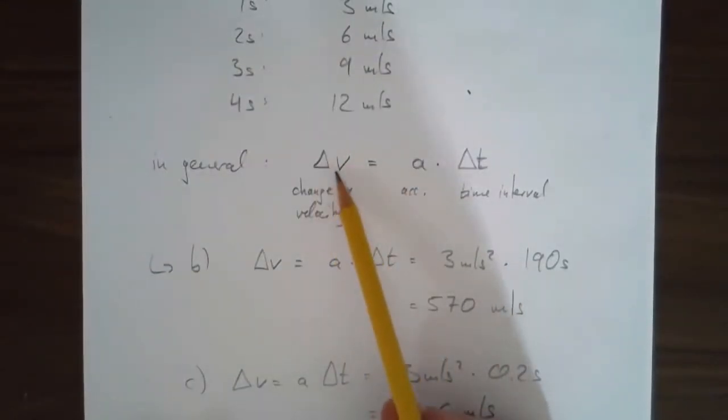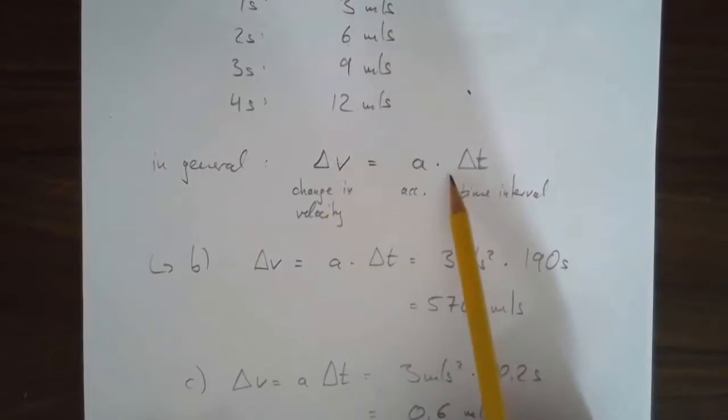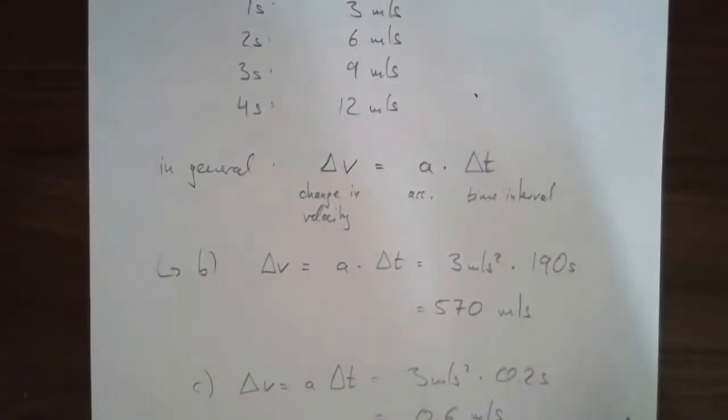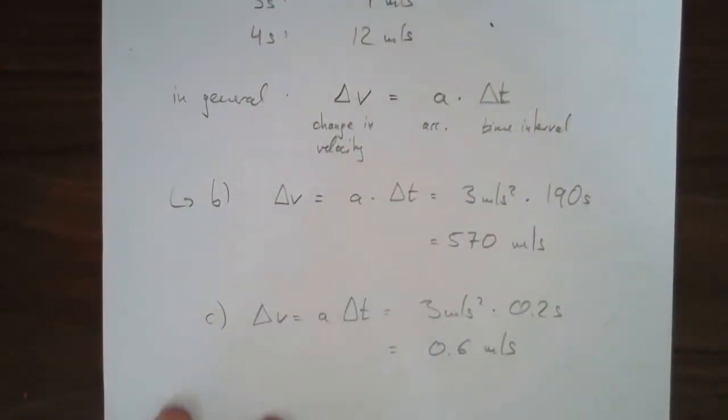Don't get confused. Delta V means change in, right? So the change in is this. If I already have some velocity to start with, well, then I have to add the change. If the change is negative, I subtract the change. You get to do examples with all those sorts of cases down the line and in your homework.